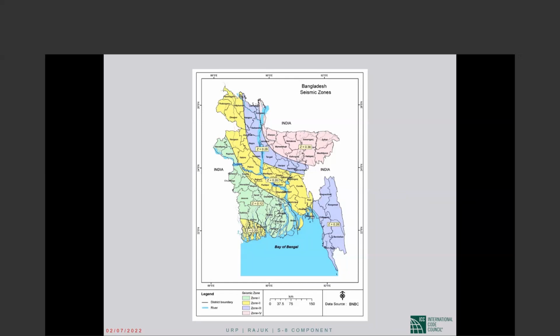What would be the effect of brick wall in between columns on stiffness? Is that the question? Right.